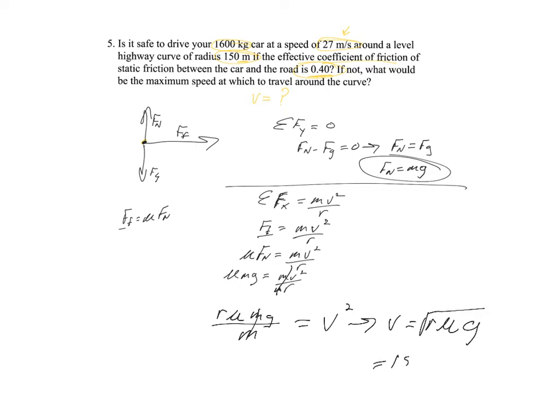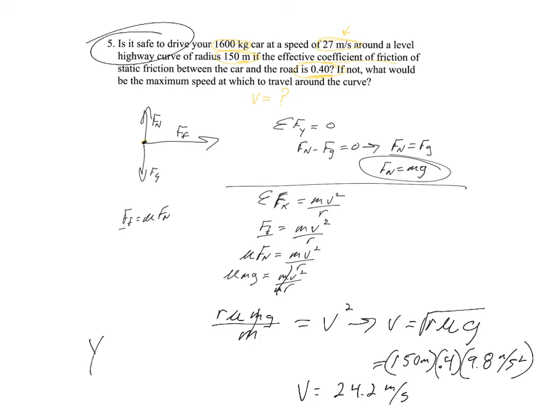Radius is 150. Mu is 0.4, just kind of small. Gravity, let's use 9.8 for fun. Throw that in the calculator. 150 multiplied by 0.4 multiplied by 9.8. And then take the square root of the answer, and I get a velocity of 24.2 meters per second. So we can say, they asked, is it safe?